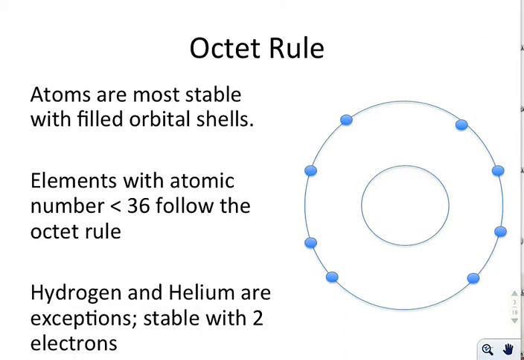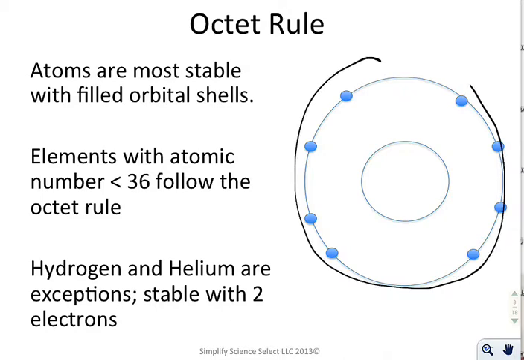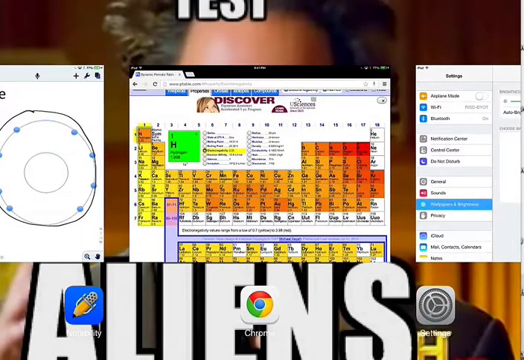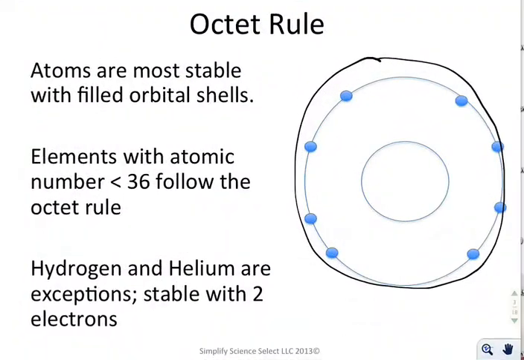The first thing is the octet rule. Atoms are stable when they have filled valence electrons. So we say that everything is going to be stable when it has 8 electrons in its outermost level. The reason we say that is that when it has 8 electrons in its outermost shell, that puts it in group 18. It fills the s orbital, groups 1 and 2, and the p orbital, groups 13, 14, 15, 16, 17, and 18. So whenever it satisfies the octet rule, it is in what we call the noble gas state.